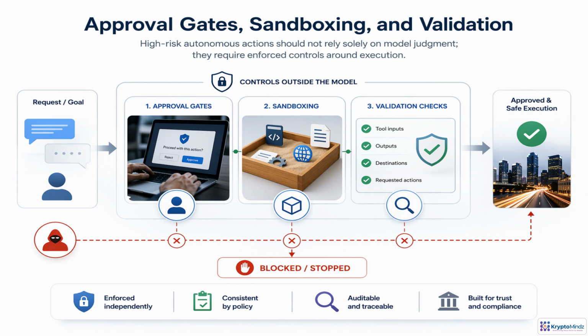For high-risk agent actions, the key principle is separation of judgment from authority. The agent can propose an action, but independent controls decide whether it may run. Policy checks screen intent. Validation confirms inputs, outputs, destinations, and requested operations. Sandboxing limits damage if code, files, browsers, or tool calls behave unexpectedly. For sensitive or irreversible steps, a human approval gate pauses execution. If any requirement fails, the action is blocked and logged. This creates a system that is enforceable, auditable, and trustworthy beyond the model's own reasoning.